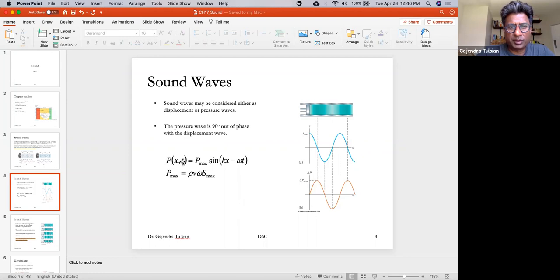So the sound wave can be represented as a pressure wave. Here's the amplitude of the pressure, sine of kx minus omega t, and this was a wave traveling to the right. K is the wave number, omega is the angular frequency, as we saw last time. And the pressure amplitude is related to the displacement amplitude, like so. Rho is the density of the air or fluid in which the sound wave is traveling, v is the velocity of the wave, and omega is the angular frequency. So the two amplitudes are related.